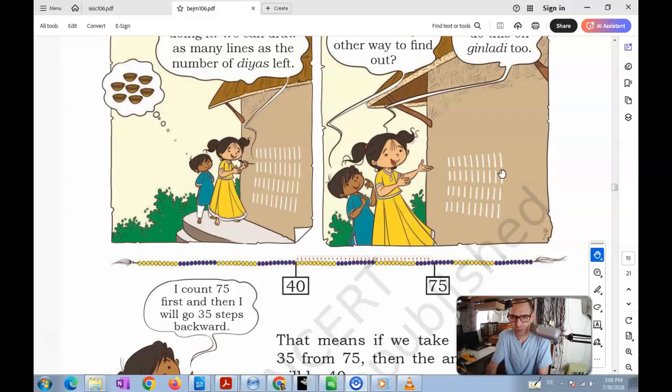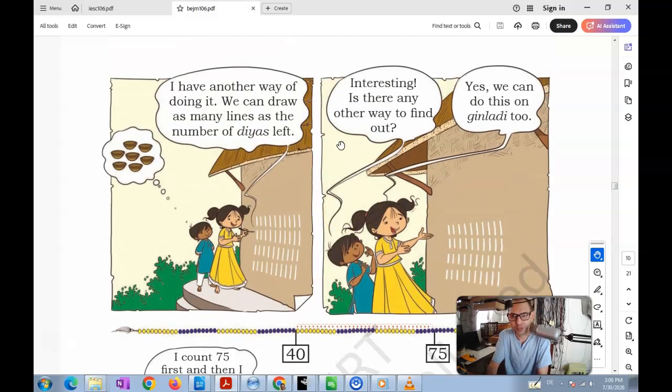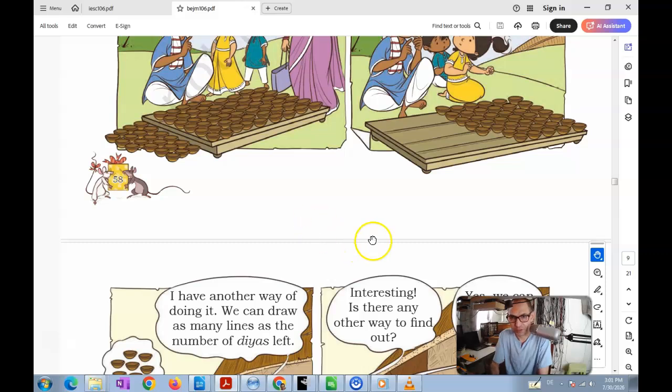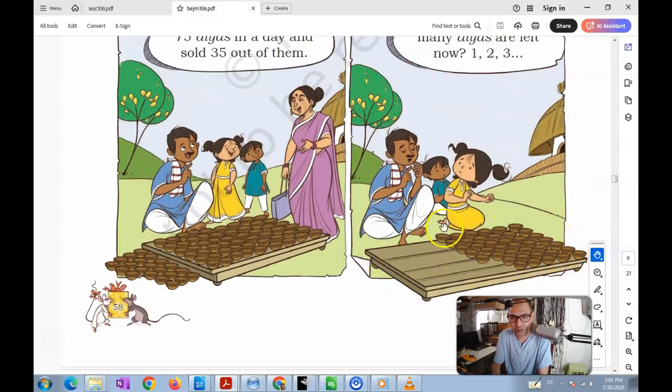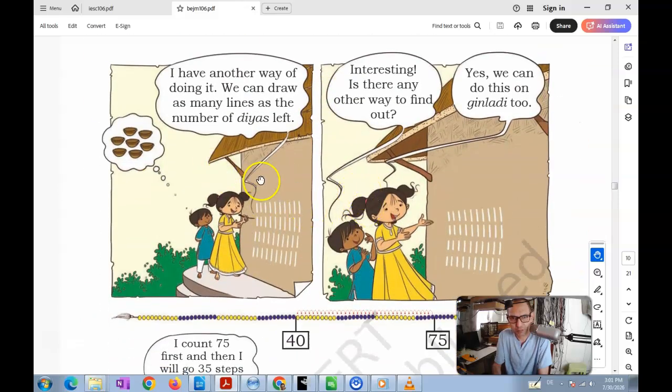One way to know how many diyas are left is by counting. The diyas are right in front of you. You can start counting 1, 2, 3, and so on, and then you know how many diyas are left. Another way you can keep track of those diyas is to draw a couple of lines on some surface, for example on a blackboard or a piece of paper, whatever you prefer, and then you can cross them out, and then count the number of lines, and that way you will know the number of diyas left, right?